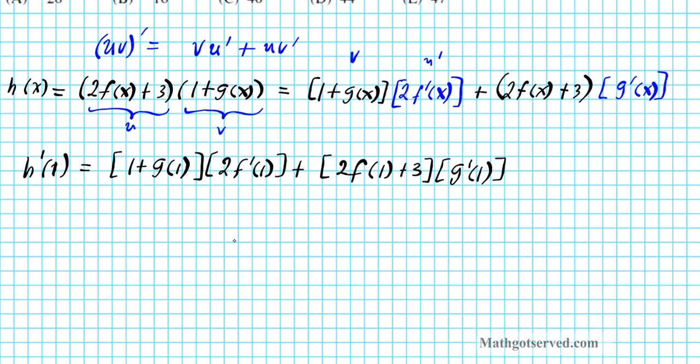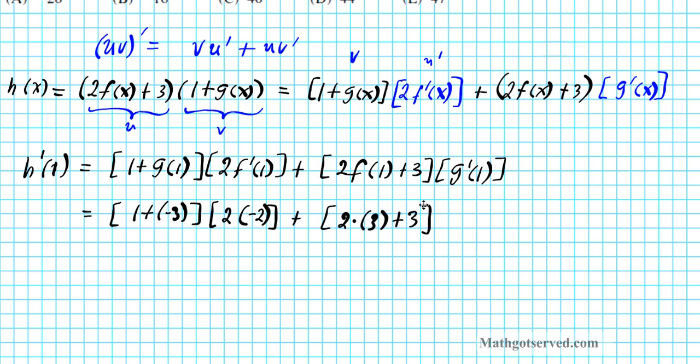If you do that, you're going to have 1 plus g of 1, which is negative 3, close that, times 2 times f prime of 1, which is negative 2, plus 2 times f of 1. F of 1 is 3, plus 3. G prime of 1 is 4. Okay? So that's what you have.